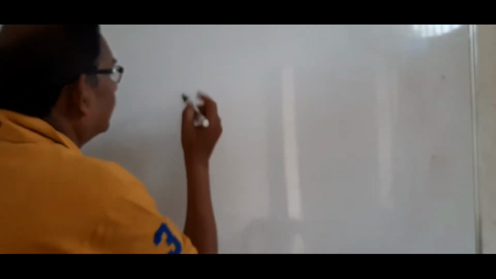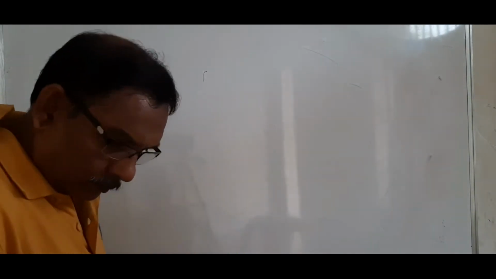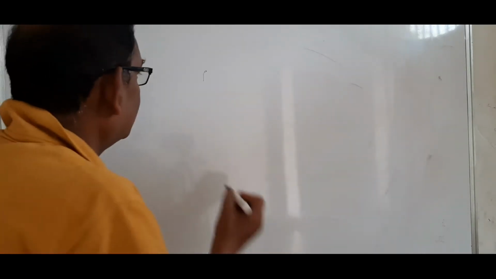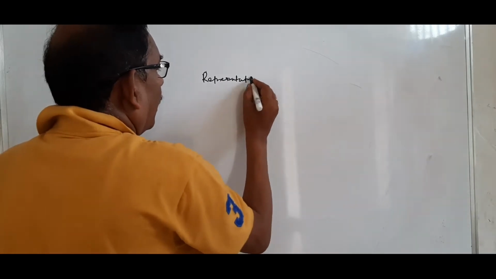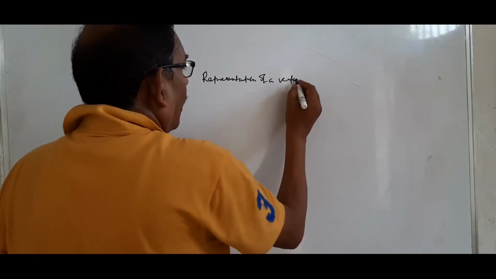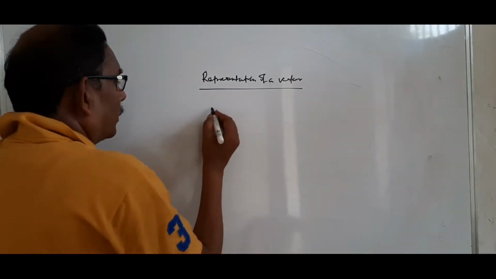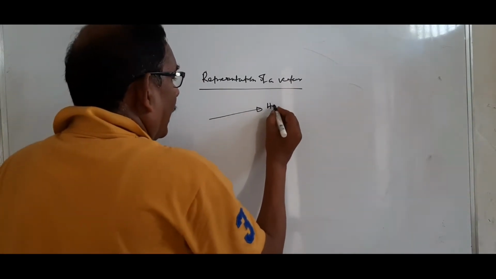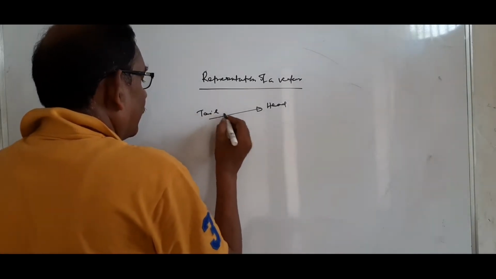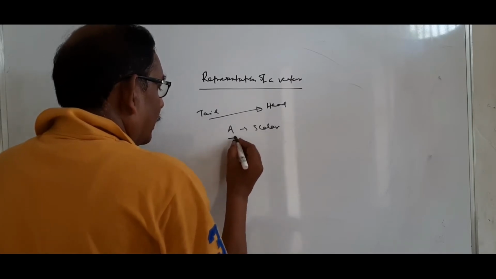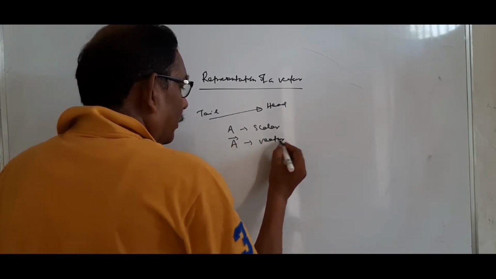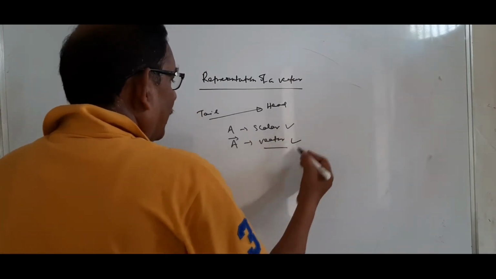Representation of vectors. Now the representation of vectors. It is your head, it is your tail. A, it is a scalar. Arrow mark, it is a vector quantity. So this is the difference between scalar and vector.